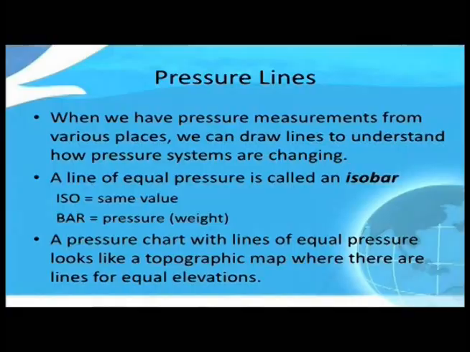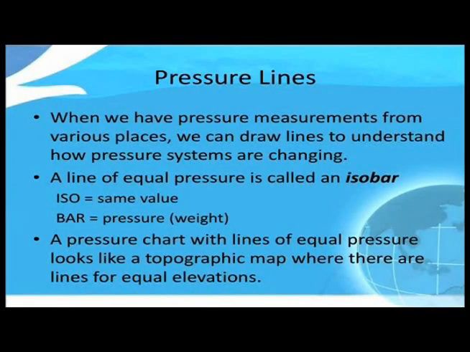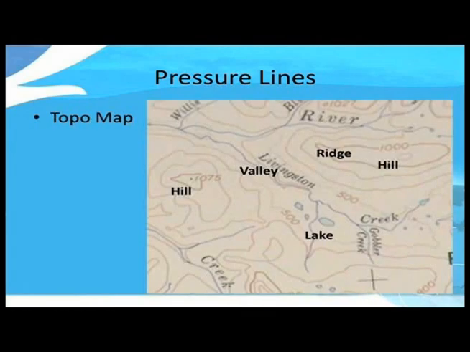And we call it an isobar because iso means the same value, and bar, again, as we just heard, means pressure or weight. So a pressure chart with lines of equal pressure looks a lot like a topographic map where there are lines for equal elevation. So here's a topographic map, actually north of Nome. I took a picture of one.